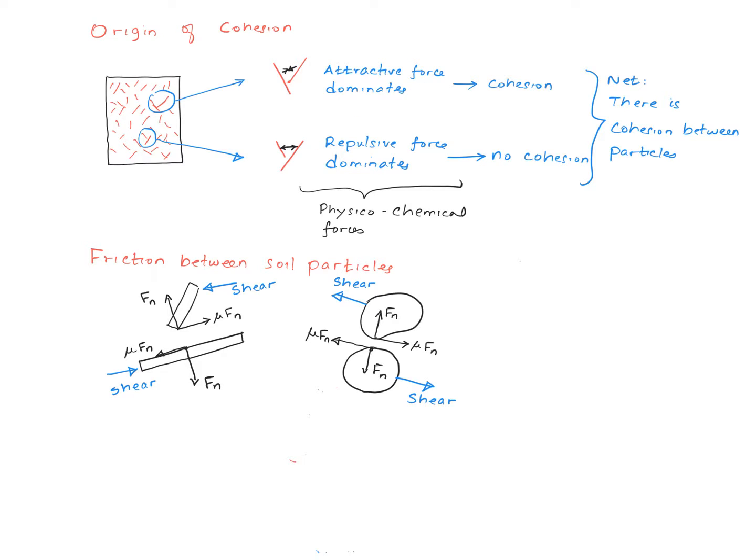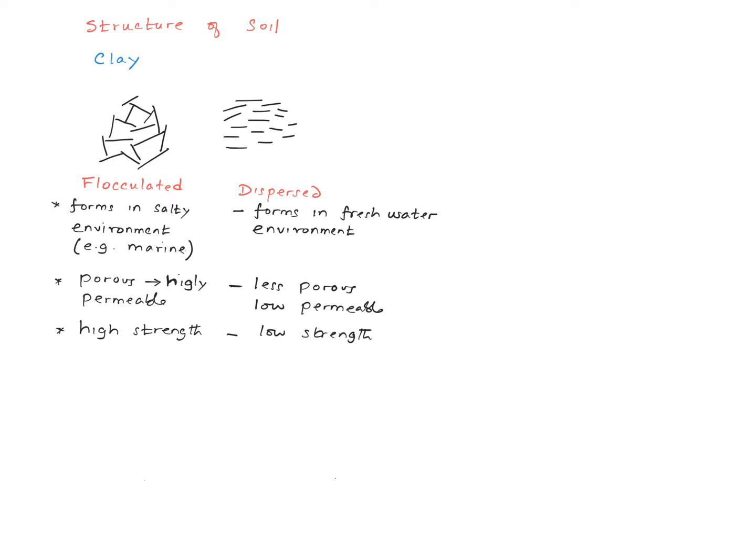There are two types of those, the van der Waals attractive force and the double layer repulsive force. The van der Waals attractive force is what is responsible for cohesion in fine-grained soils like clays. So let's keep these in mind when I talk about the structure of soil. In a clay soil, sometimes the particles are arranged like this, and other times the particles are arranged like this. And this type of structure is called flocculated structure, and this type of structure is called dispersed structure.